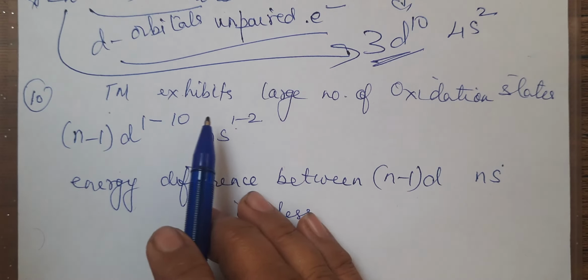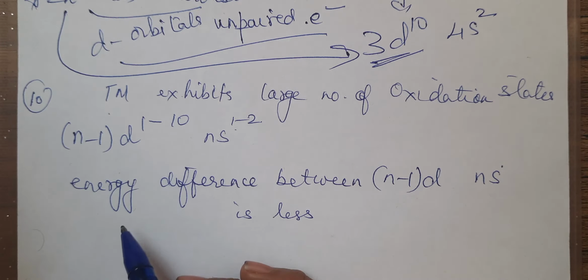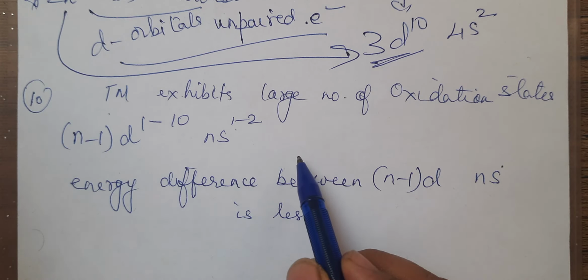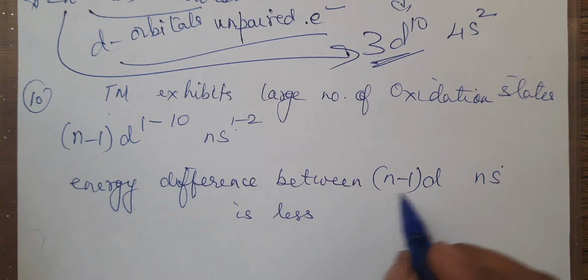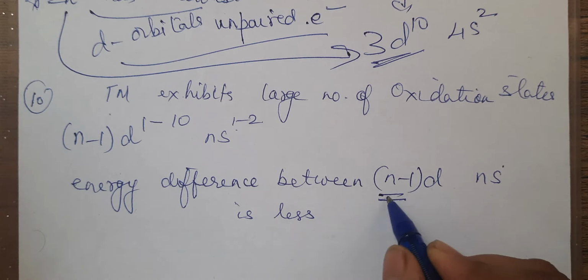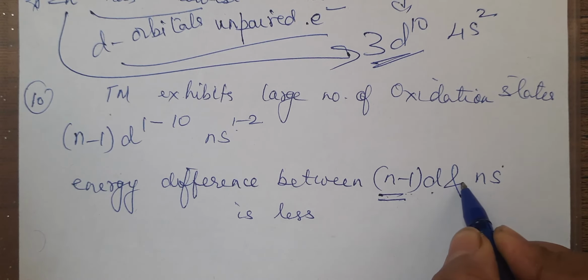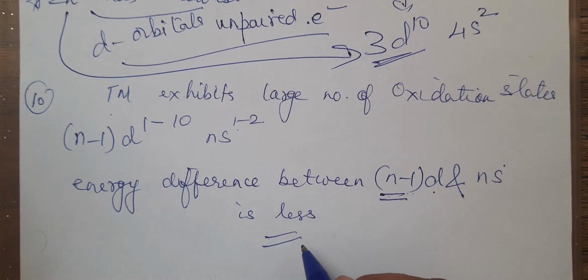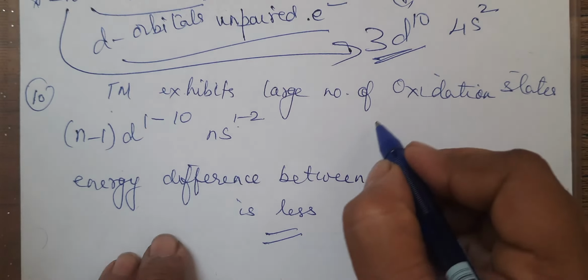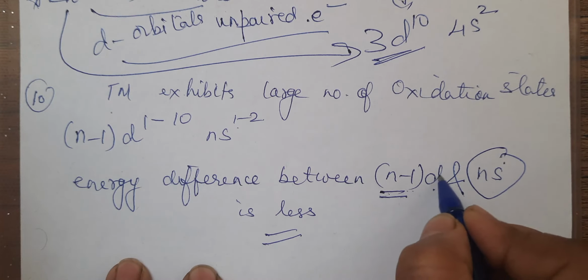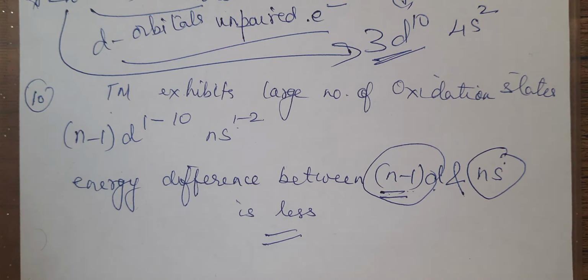Now, if you are asked, transition elements exhibit large number of the oxidation states, why? You will write the configuration of the transition elements, and then you will write the energy difference between (n-1)d and ns orbitals is very less. Now, because the energy gap is less, not only the ultimate shell, but the penultimate shell also, the electrons can take part in the bond formation. So in them, both take part in the bond formation, ns and (n-1)d. As the energy difference is less, both can equally participate. So they exhibit large number of oxidation states.